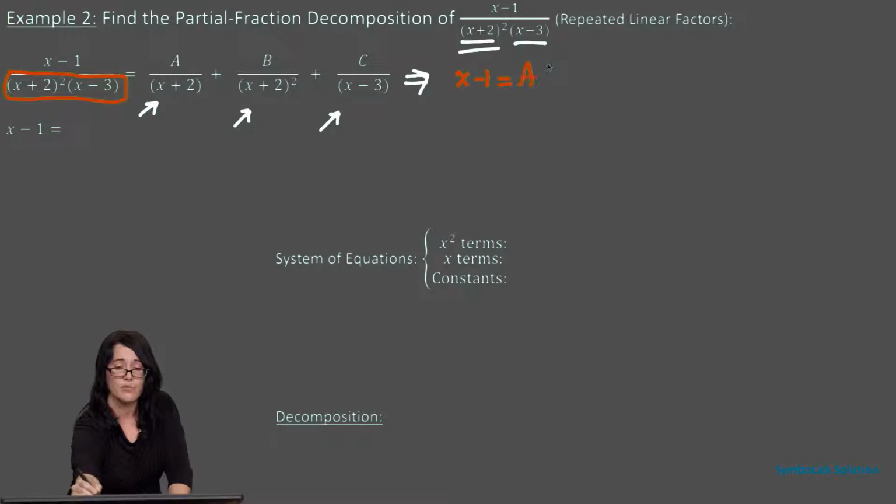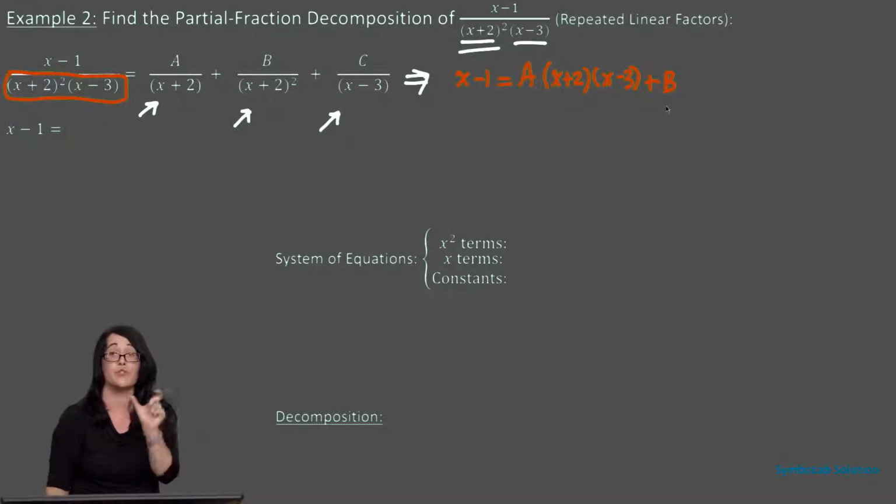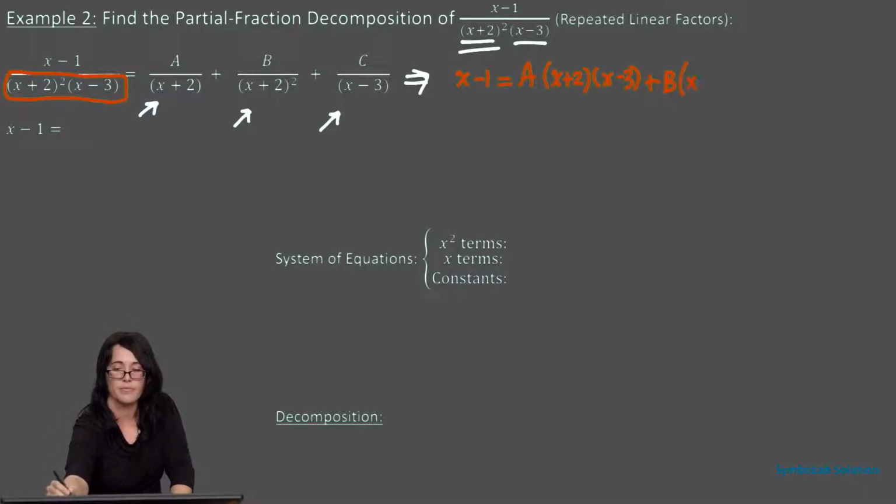Equals a times what? Well, the x plus 2 would cancel one time. You'd still have another x plus 2, and you would still have the x minus 3, wouldn't you? What about our next term? What is b sitting next to? Well, the x plus 2 now cancels both times, since we have x plus 2 squared in the denominator, but we'd be left with the x minus 3.